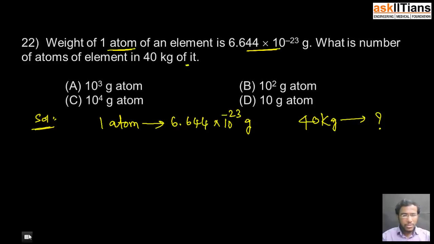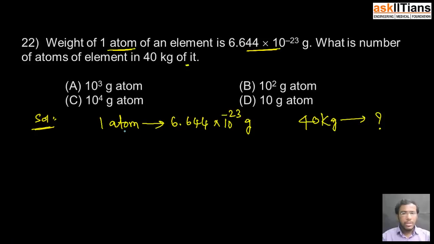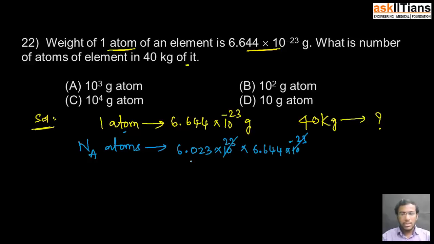Okay, so how to do this? How do we have to approach this question? This is the weight of one atom, right? So let's see, Avogadro number of atoms weighs how much? The weight of Avogadro number of atoms is equal to Avogadro number, that is 6.023 into 10 power 23, since these many atoms are there in 1 mole, and each atom weighs this much, that is 6.644 into 10 power minus 23. So these two will get cancelled and how much will you get?